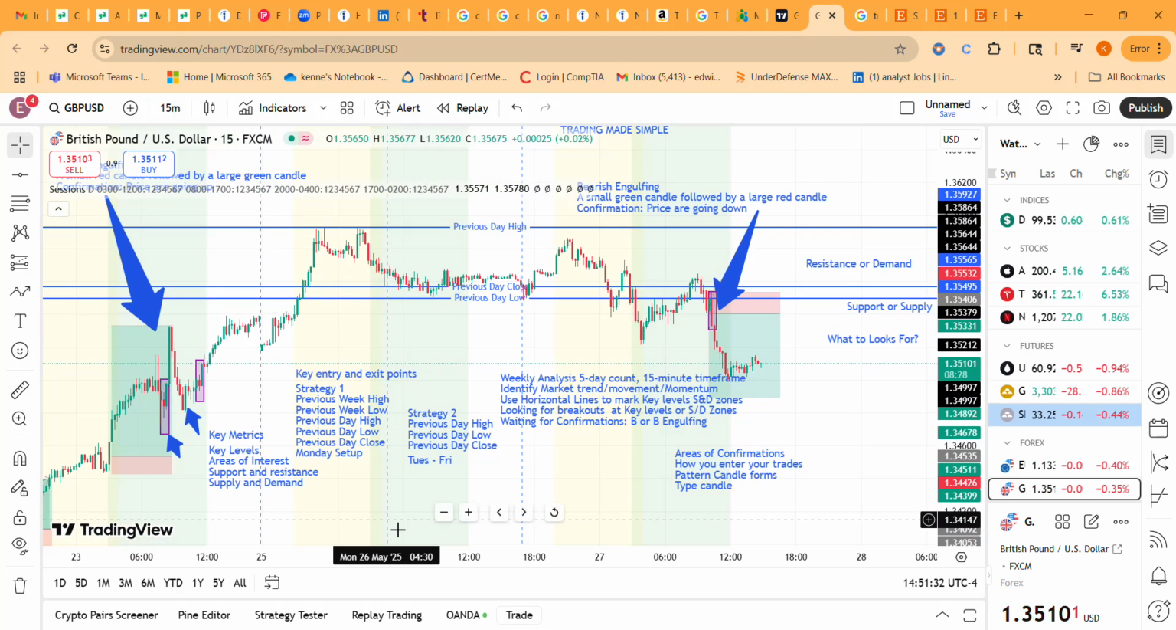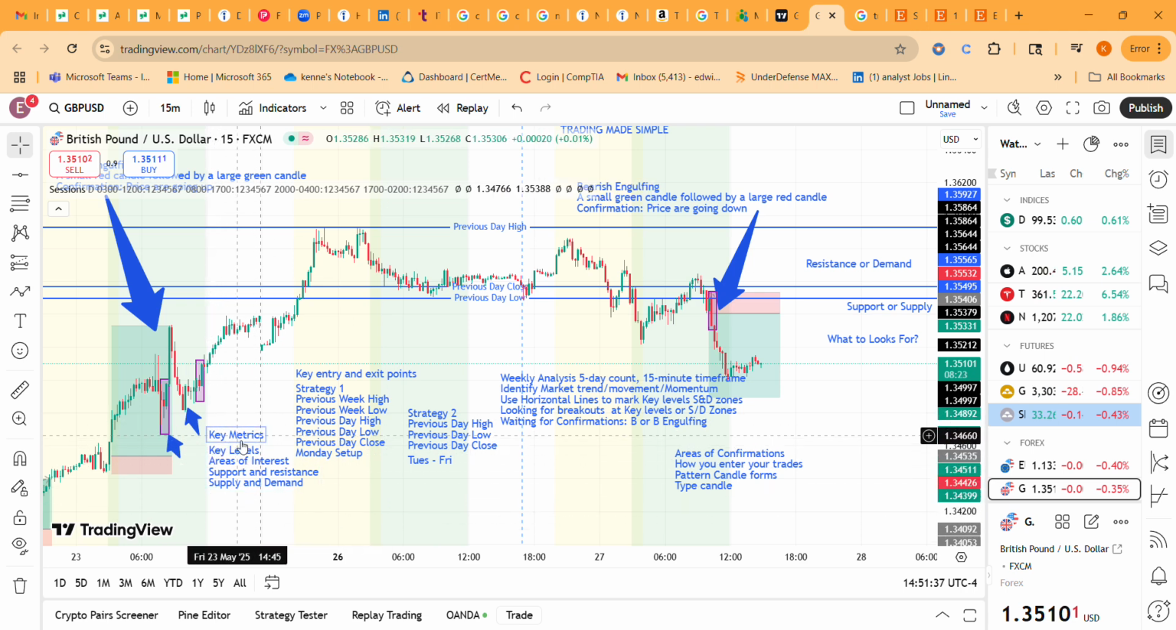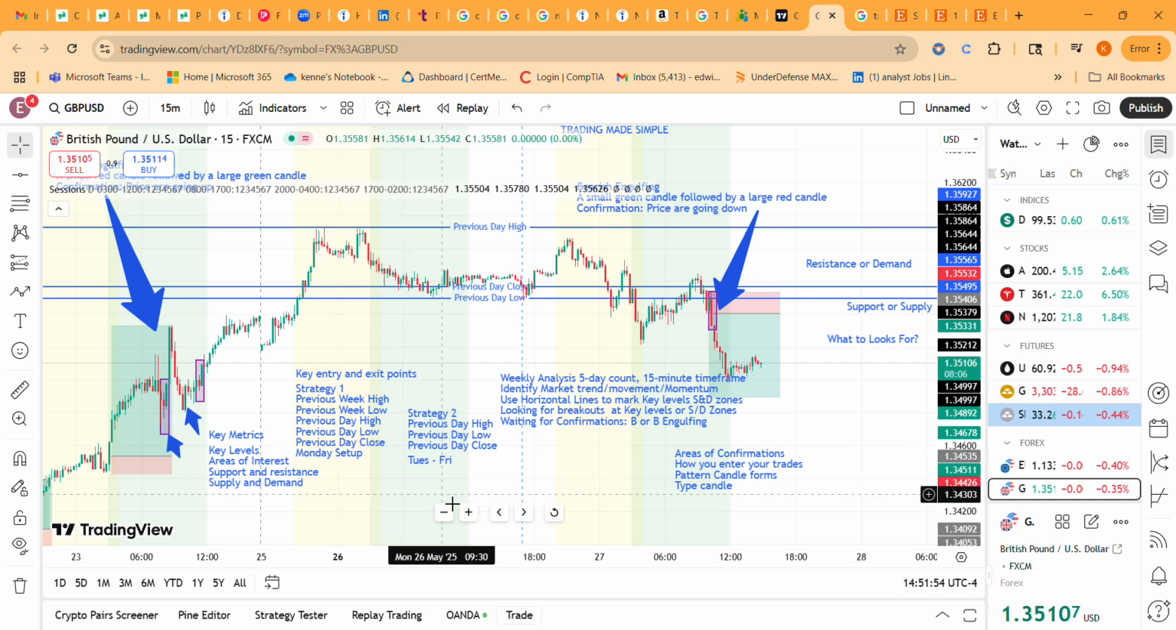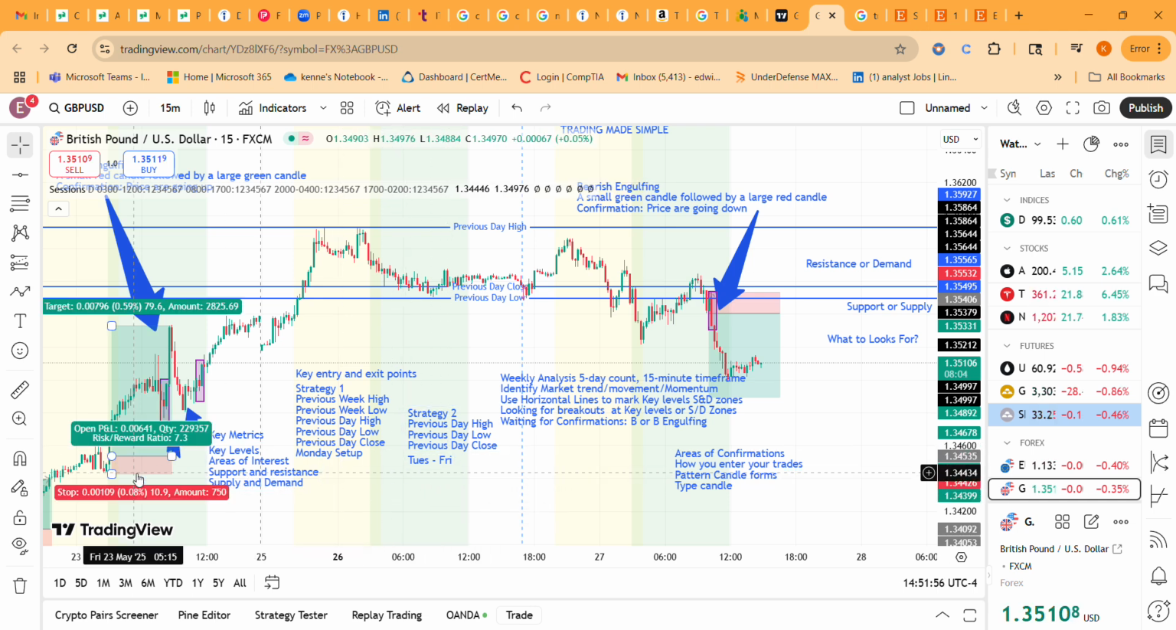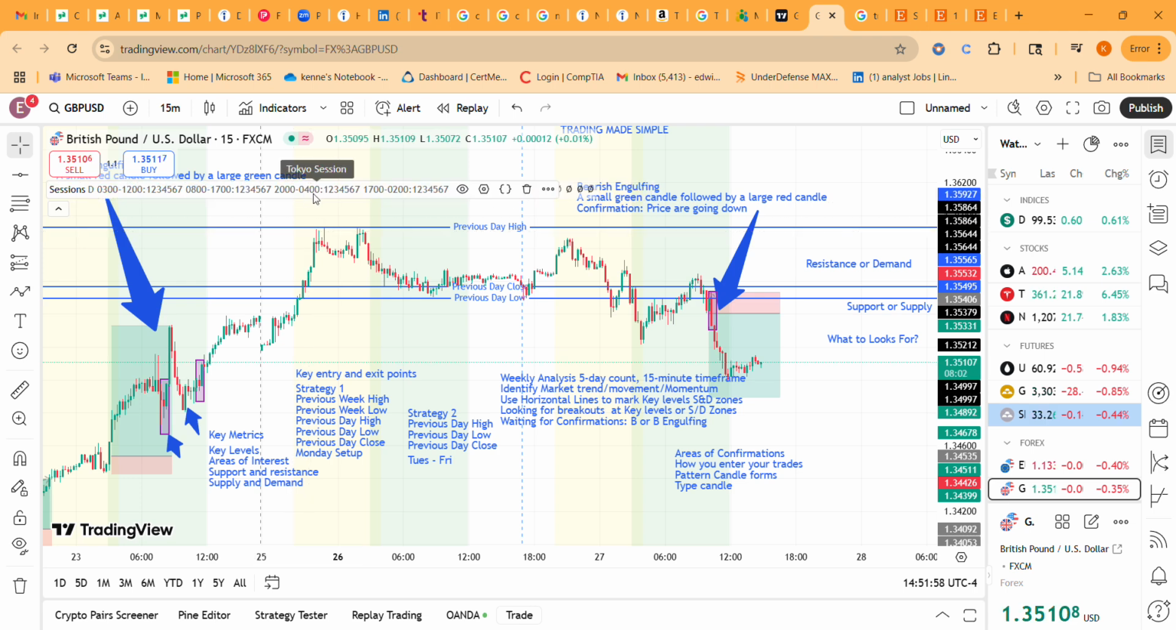Step number two, do your own research on these specific key metrics areas. On your key levels, understand what a key level is, what an area of interest is, how you plot your support and resistance, what a support is, what a resistance is, and what your supply and demand is. The concepts are very simple. They are simply zones within a trend line. And remember we have an upward trend line, a downward trend line, and an area of continuation or consolidation.